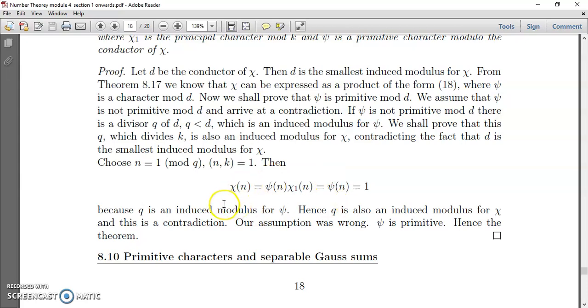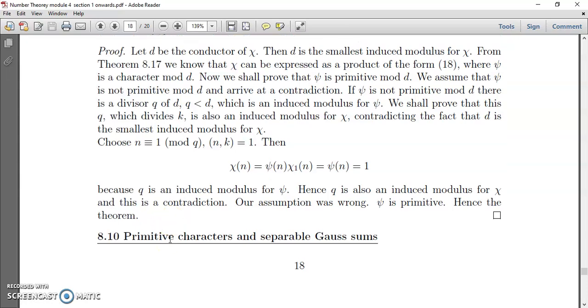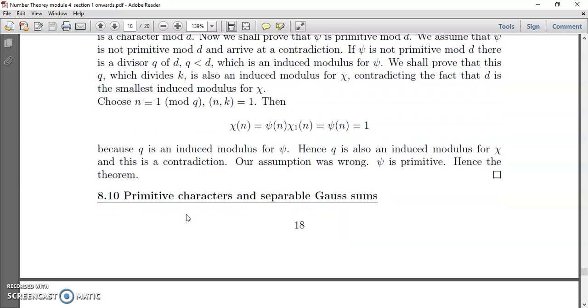This contradiction arises because we assumed that psi is not primitive. So our assumption was wrong. Psi is primitive, hence the theorem. Hope you have understood the theorem. Now we can go to the next section, primitive characters and separable Gauss sums.